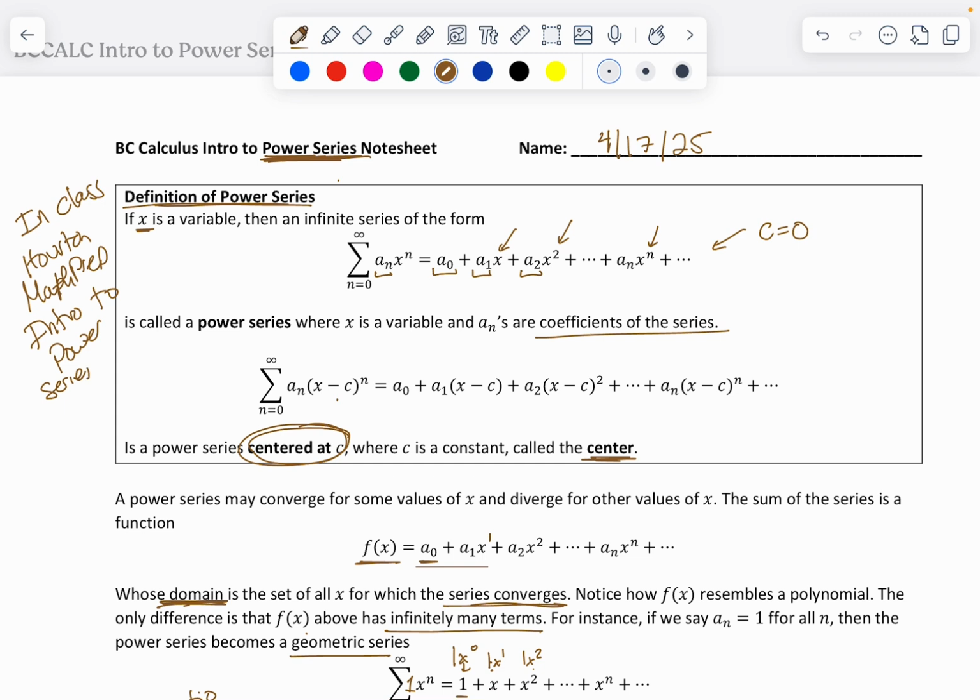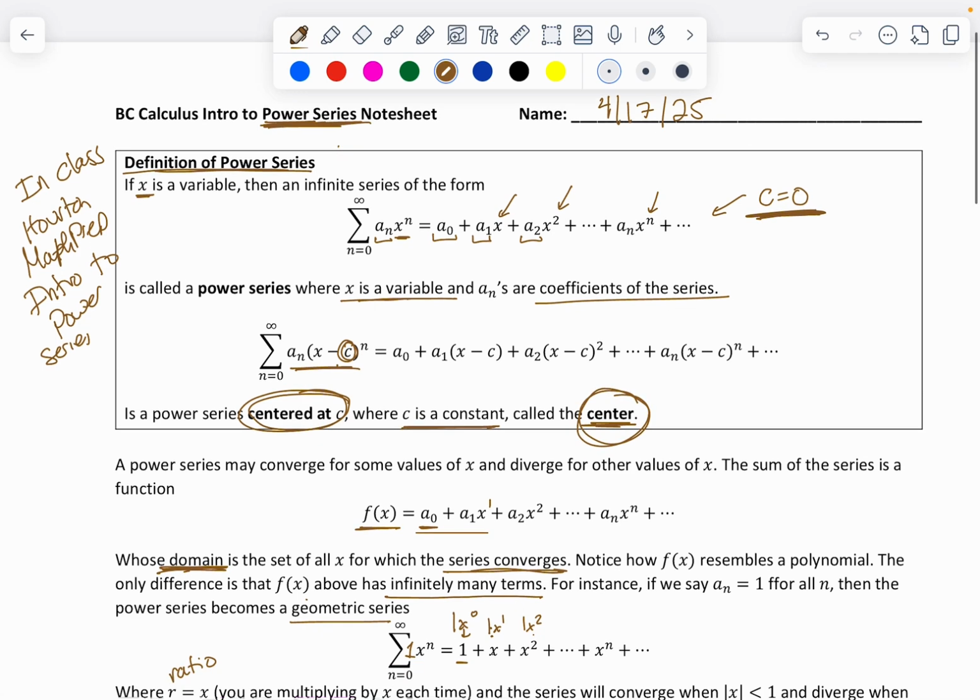All right, so we talked about what a power series is. Basically, a power series is a series where x is a variable and the a_n's are the coefficients of that series. Now there are two types of power series. You can have a power series that's just x to the n, where the center is 0, and that's why you don't see anything with x minus c. Or you can have a power series that looks like this, centered at c, whatever that constant is, and we're going to call it our center.